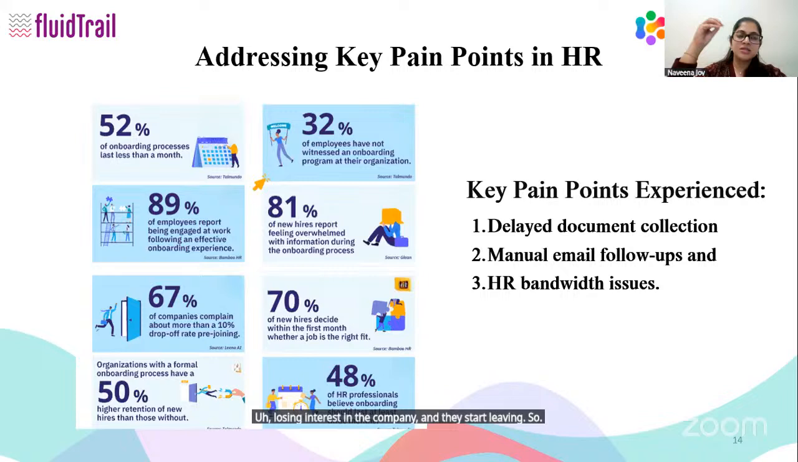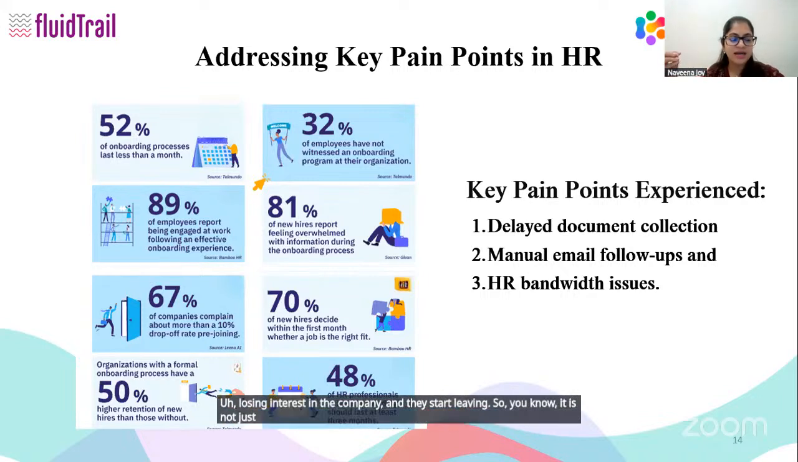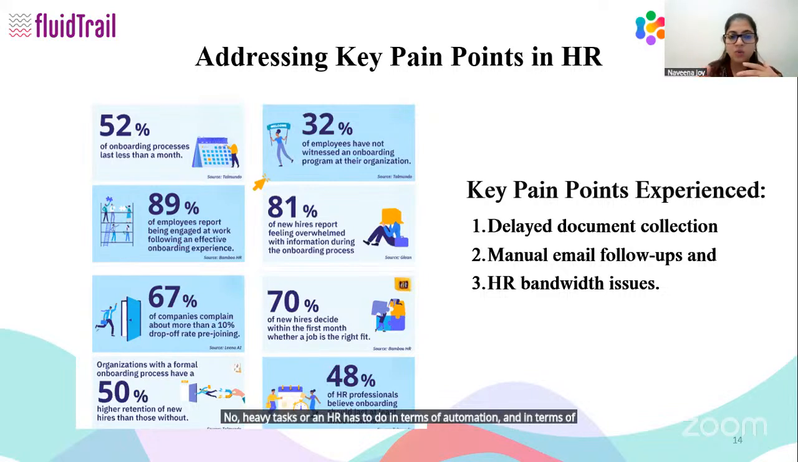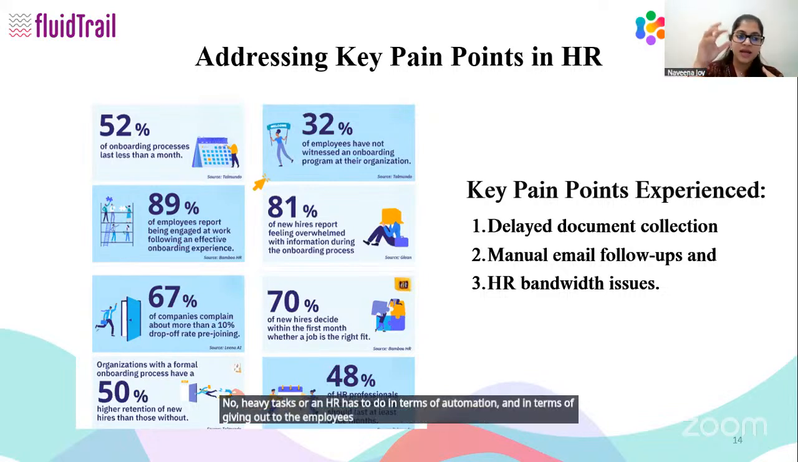So it is not just one aspect towards the employee. It is all these aspects that are the pain areas. It's a very, very heavy task HR has to do in terms of automation, and in terms of showing the employees that there are systems and processes that can be managed to improve them. Now it is their turn to return back, right? Next slide.